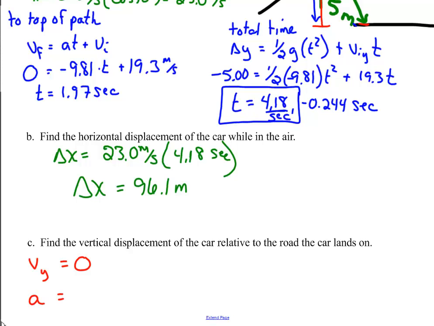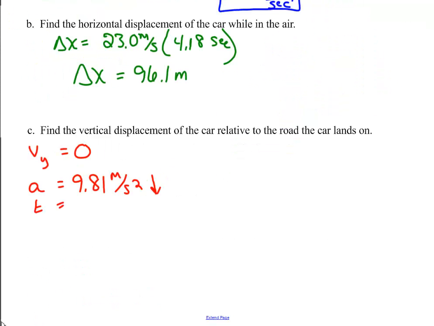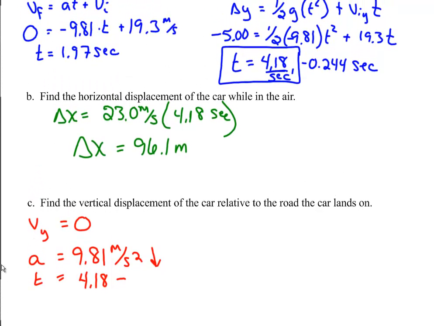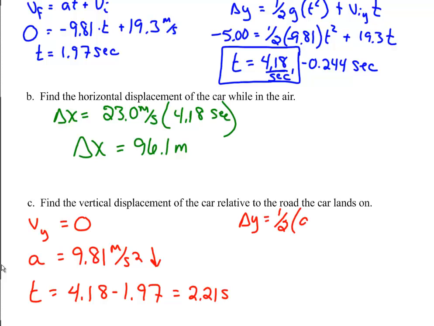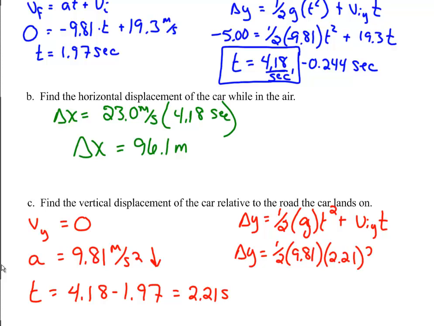My acceleration is 9.81 meters per second squared because I'm on Earth and it's down. The time I'm in the air is simply the total time minus the time it took me to get up. So 4.18 seconds minus, there was a reason we found that vertical time before, 1.97 seconds. So from the top down, I've got 2.21 seconds. So I'm looking for my change in position, acceleration. So there's my equation, time is squared. So I'm looking for delta y. My acceleration is 9.81, so I can put that in. Time is 2.21 squared. My initial velocity is 0, so this term cancels out.